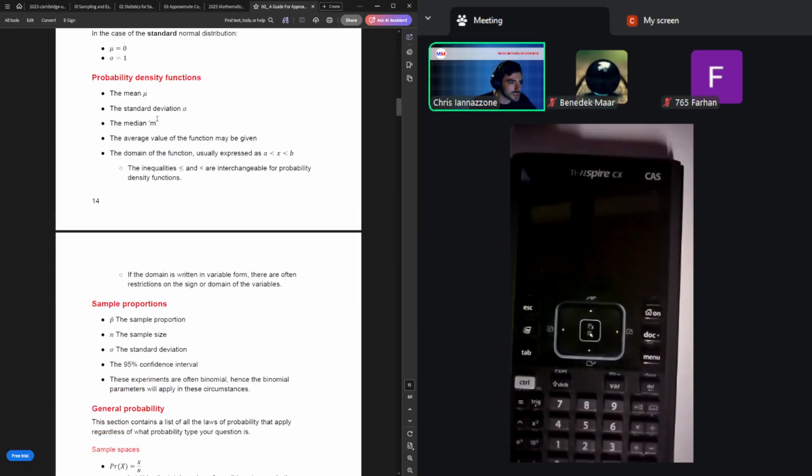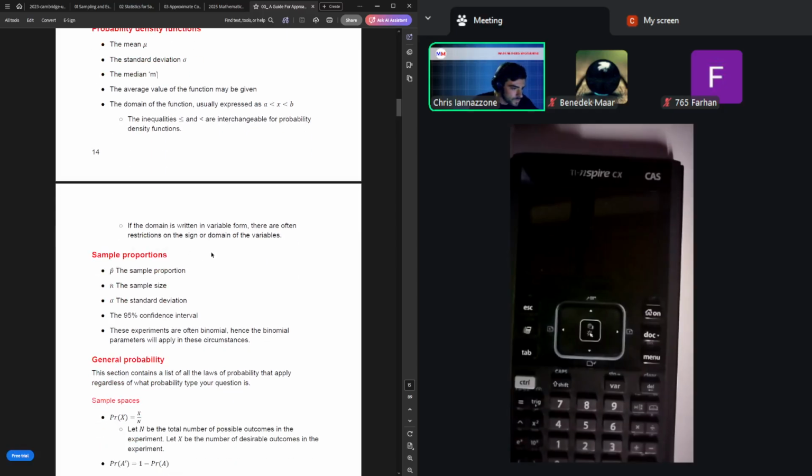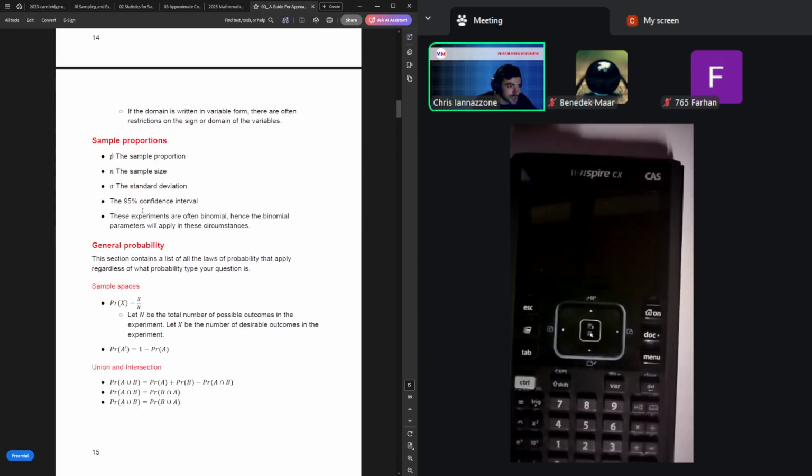Anyway, those are going to be the main things that'll come up, and then it might ask you about solving probabilities using integrals. Lastly, for sample proportions, the things that matter are going to be p hat, n, and your standard deviation. Those are the only terms that show up, and then you might use those to calculate your confidence intervals. Otherwise, it'll just be a matter of calculating probabilities, which is just a matter of flipping your p hat to an equivalent x statement.